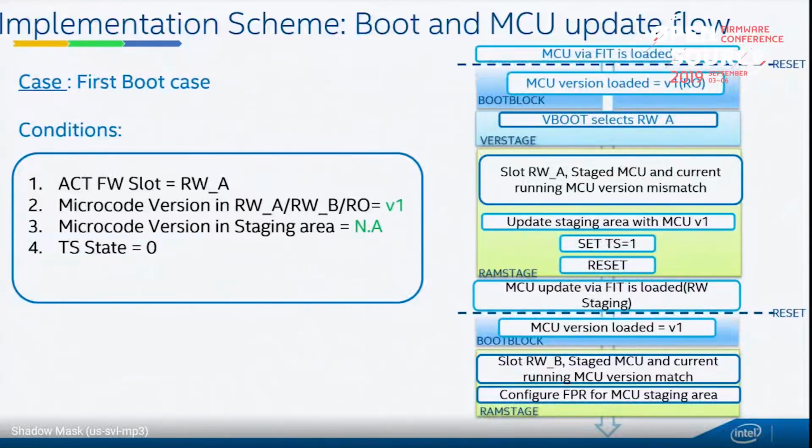So it starts booting, and then the same RAM stage driver sees that the staging area is empty. It copies the microcode binary V1 into the staging area and issues a reboot by setting the top swap to enable. This would be your normal case, where top swap would always be enabled, and for the recovery case, you'll have top swap always disabled. So it starts picking up version V1 from the staging area, boots further, gets into RAM stage, applies the flash protection to the microcode staging area, and boots further. This is pretty much the implementation flow with the microcode updates.